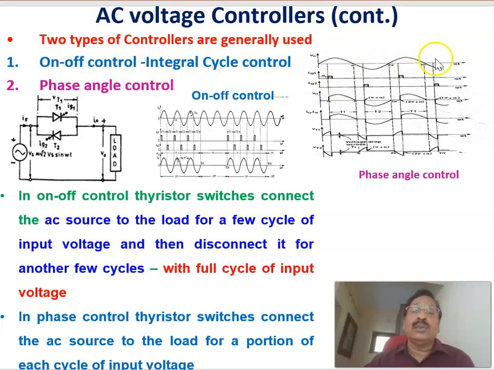This is the input voltage and this is the output voltage, and that voltage divided by the load resistance gives the output current. The thyristor voltage is marked here: this is the voltage for T1, and this is the voltage across the thyristor T2. This is phase angle control, and we'll be discussing it in the next presentation. In this presentation, we'll concentrate on the first one, on-off control or integral cycle control. By doing on-off or integral cycle control, we can vary the RMS value of the output voltage across the load. That we'll see in the coming slides.